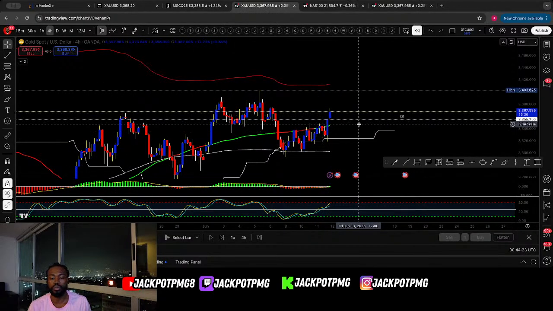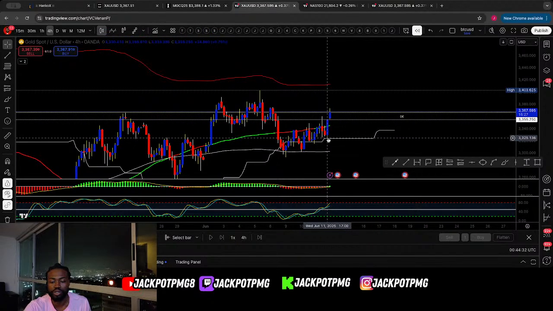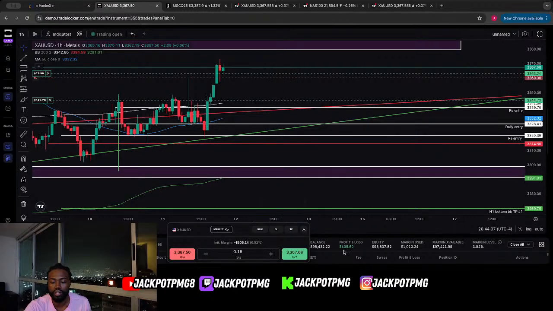That's how we were able to catch this move this week, because we understood price goes from zone to zone, and we were able to capitalize on the entry move going in the right direction here. This is why right now I'm in profit. I'm floating about $400 on this account.